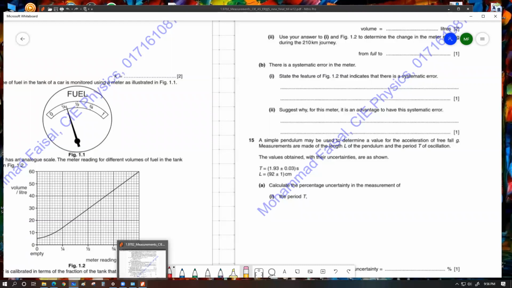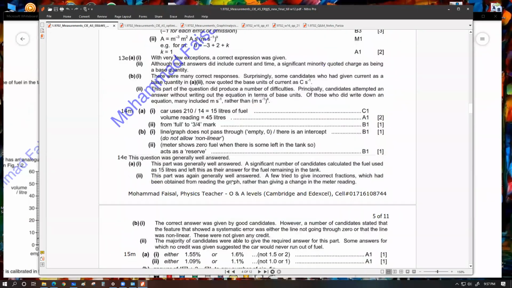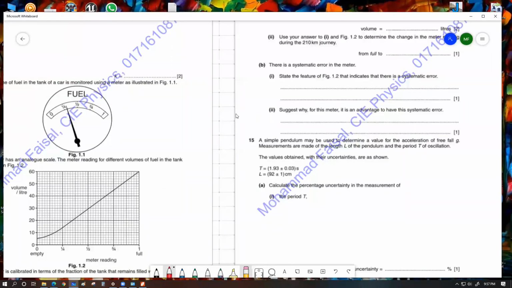মার্কস কি মনে হয় এটাই লেখা আছে 14 না? 14 এর মার্কস কি লেখা আছে একটু দেখি। Meter shows 0 fuel and there is some left in the tank. So acha na, line does not pass through the origin. Do not allow non-linear. Non-linear is not the case for systematic error. X-axis or y-axis intercept is the representation for systematic error.